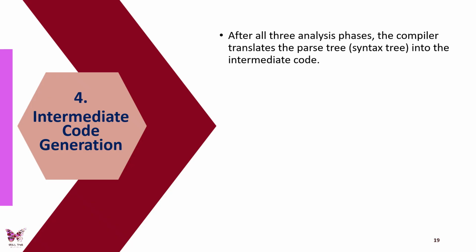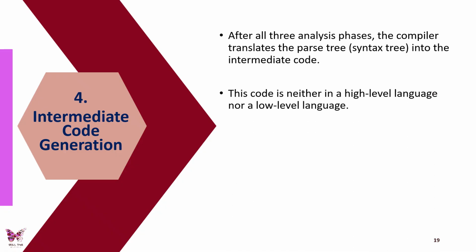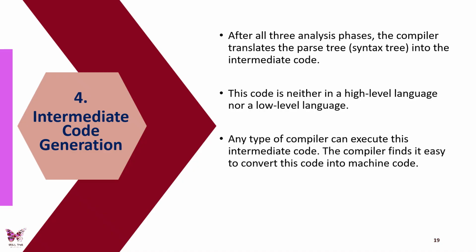After all three analysis phases, that is, lexical analysis, syntax analysis, and semantic analysis, the compiler translates the parse tree into the intermediate code. This code is neither in a high level language nor a low level language. Any type of compiler can execute this intermediate code. The compiler finds it easy to convert this code into machine code. That is, this intermediate representation should have two important properties. The first one is it should be easy to produce and it should be easy to translate into the target machine.